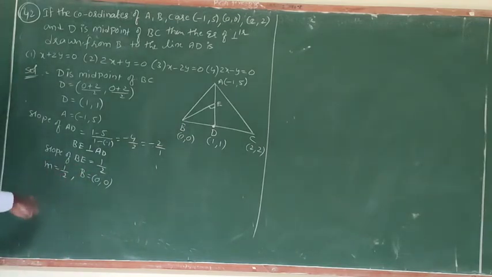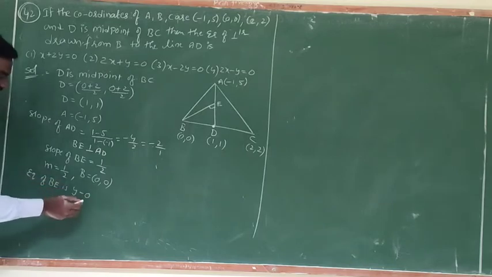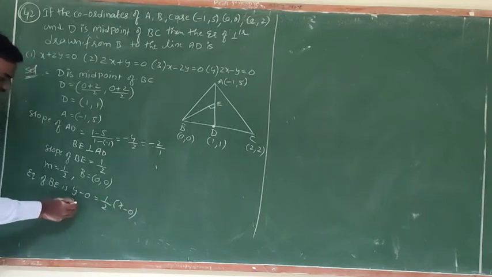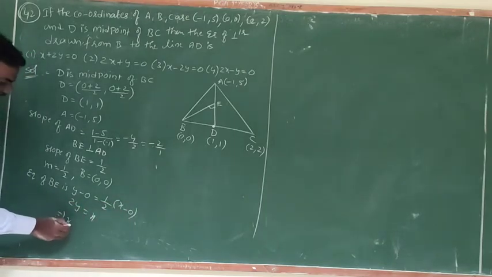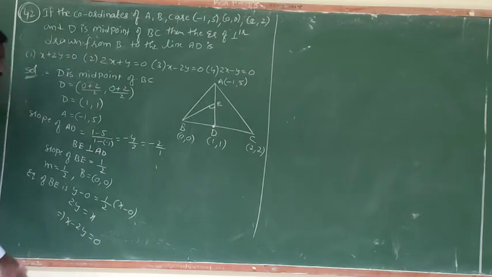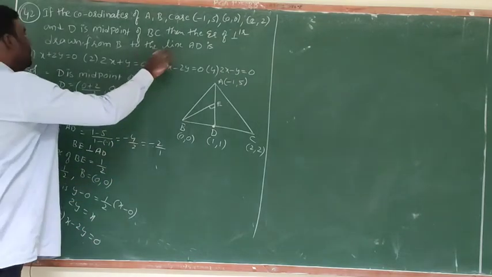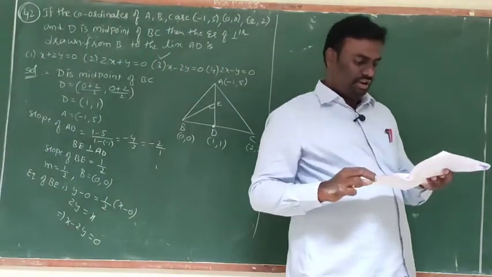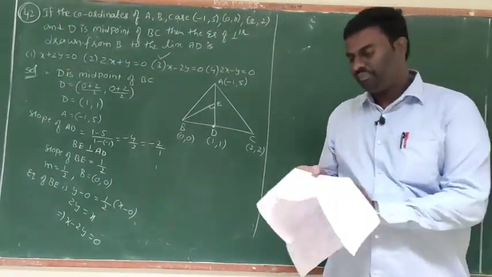Finally, we know the point and slope. We can use the point slope form. Therefore, the equation of BE is y minus y1 is equal to m into (x minus x1). That is nothing but 2y is equal to x. That implies x minus 2y equals 0. That is nothing but the third option is the correct answer for this question number 42.